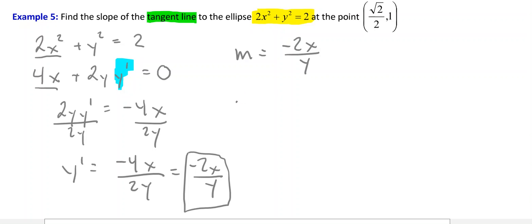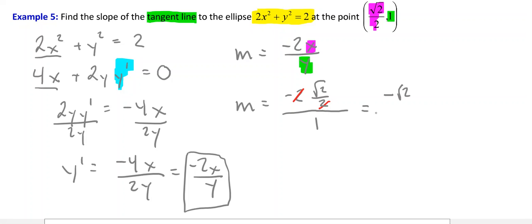To find the actual slope, we substitute in the values of x and y. We know that x is square root of 2 over 2, and that y is 1. So we will have negative 2 times the square root of 2 over 2 divided by y, which is 1. Well, these 2's cancel out, so we end up with negative square root of 2 over 1, which is simply negative square root of 2. So the slope of the tangent line is the negative square root of 2.